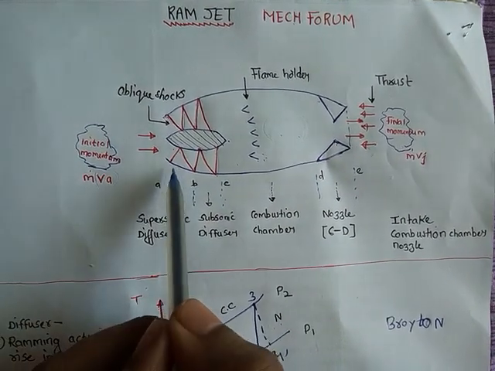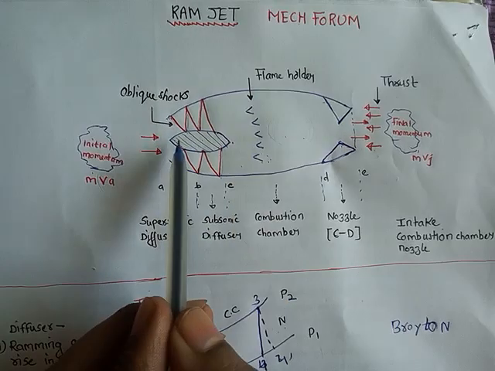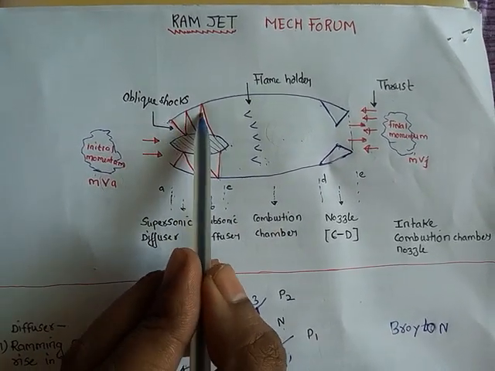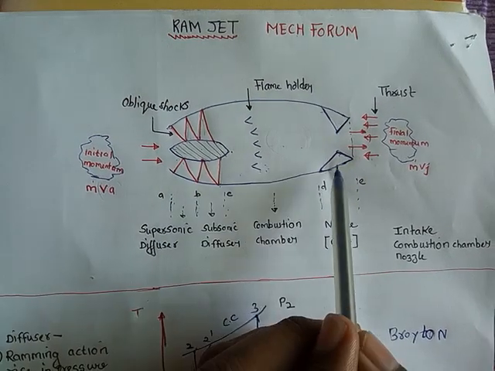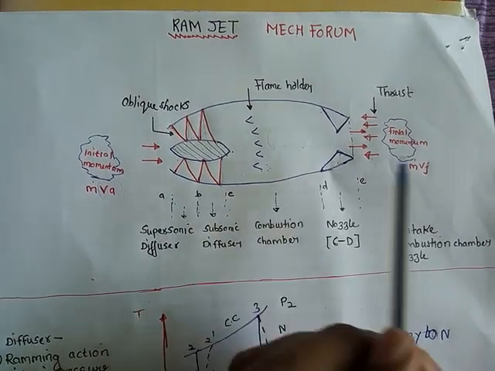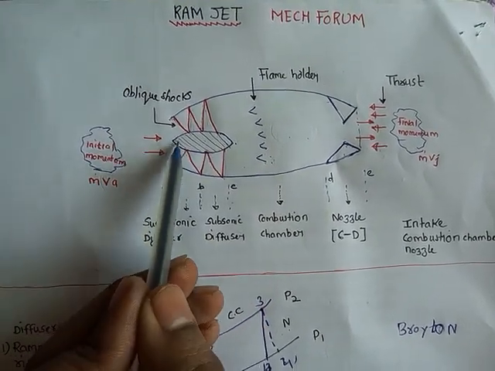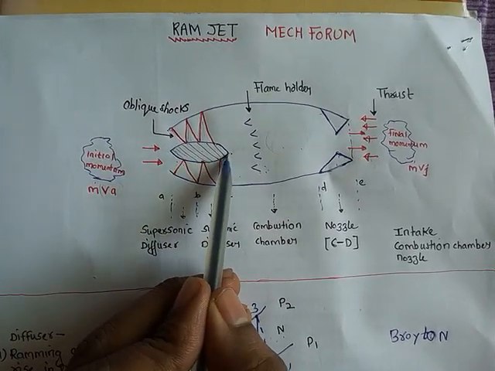Now this is the construction. It consists of a diffuser, an oblique shock, a flame holder and a convergent divergent nozzle. Now this diffuser is divided into two parts. One is called a supersonic diffuser, another is called a subsonic diffuser.